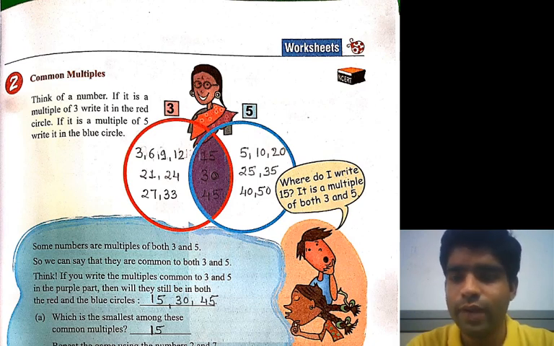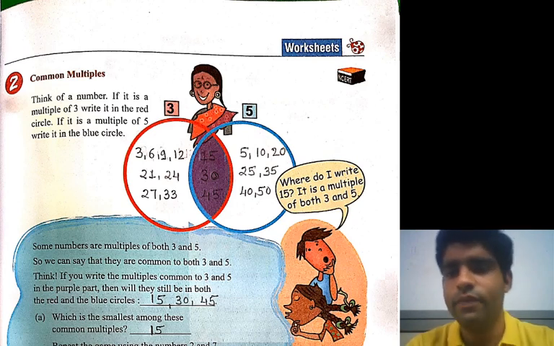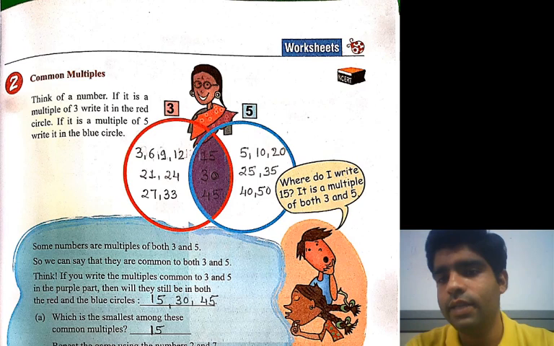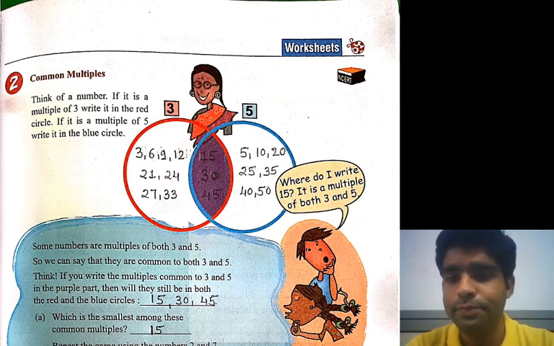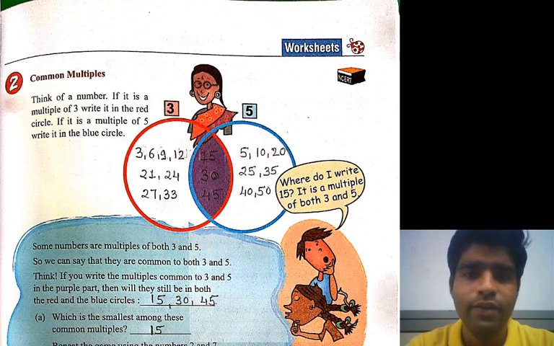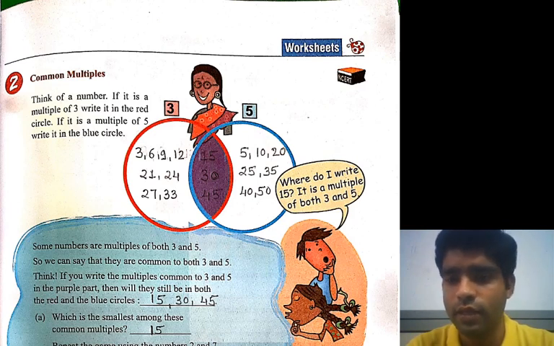First of all, we have to write down the table of 3 and 5. The table of 3 we have to write in the red circle, and the table of 5 in the blue circle. First, the table of 3: 3 ones are 3, 3 twos are 6, 9, 15, definitely 18. We have to write it up to 30.